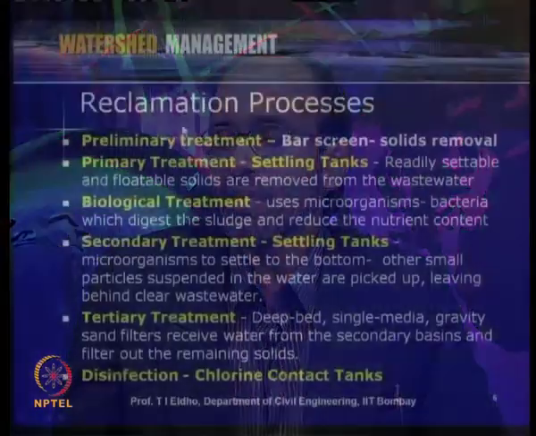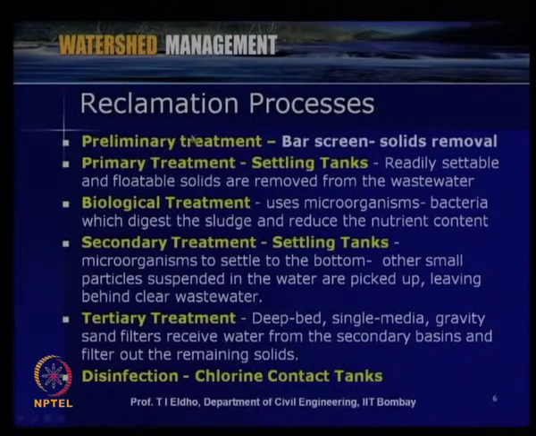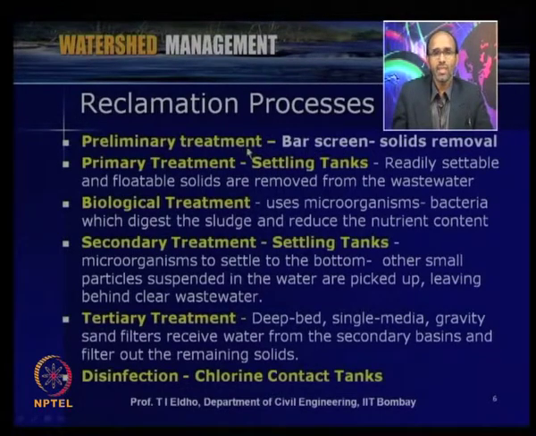Now let us look into what the reclamation processes are. In the last lecture we were discussing water recycling and various processes in detail, so we will quickly go through some of the important ones. First, once we collect the wastewater, we give some preliminary treatment, like sending it through a bar screen so that the solids can be removed. The next stage is primary treatment, where we can have settling tanks so that the readily settleable and floatable solids are removed from the wastewater.